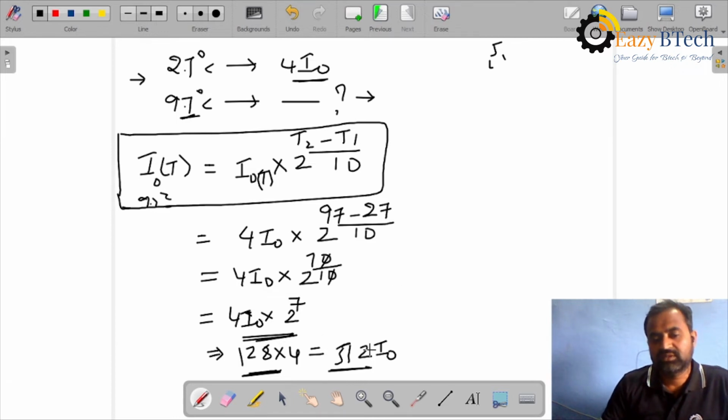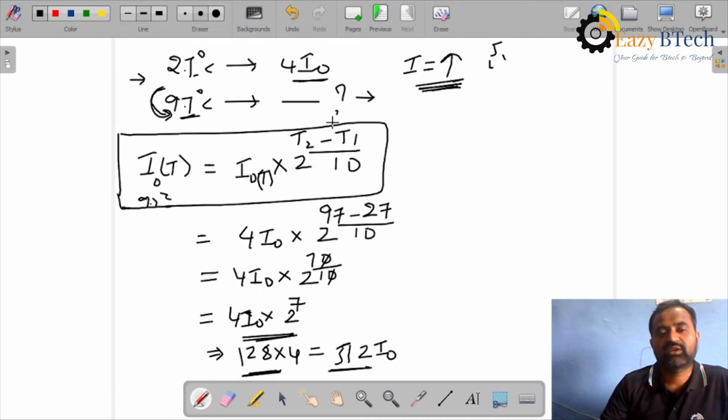Okay students, you can understand this clearly here. If the temperature is increased from 27 degrees centigrade to 97 degrees centigrade, the reverse saturation current is affected more, so the current through the diode increases. Now instead of 4 I naught you are getting 512 I naught, more reverse current. Now definitely the diode current will also change. This is the effect of temperature.